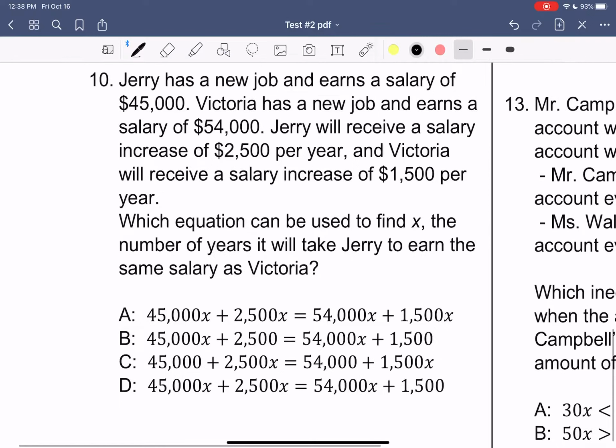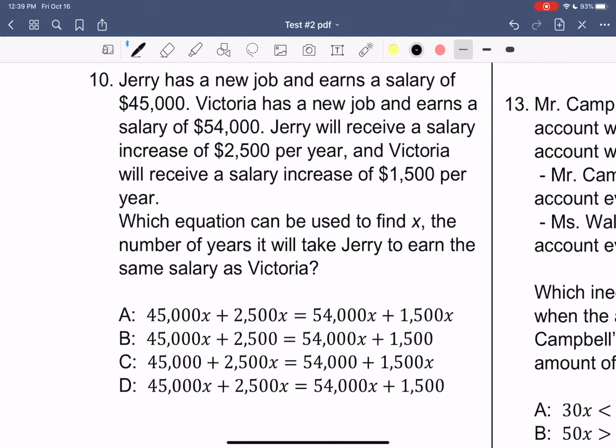All right, number 10. Jerry has a new job and earns a salary of $45,000. Victoria has a new job and earns a salary of $54,000. Jerry will receive a salary increase of $2,500 per year, and Victoria will receive a salary increase of $1,500 per year. Which equation can be used to find x, the number of years it will take Jerry to earn the same salary as Victoria? All right, so lots of numbers.